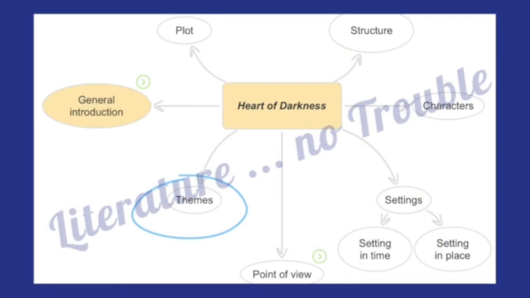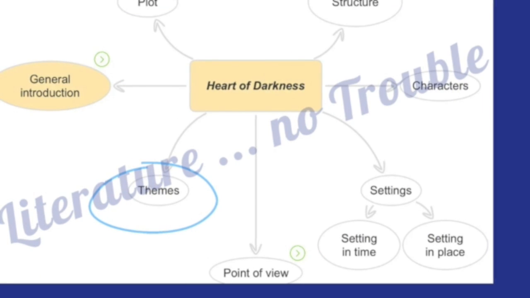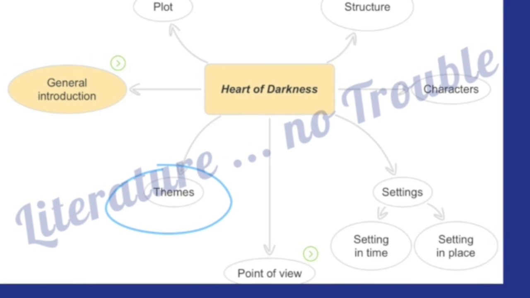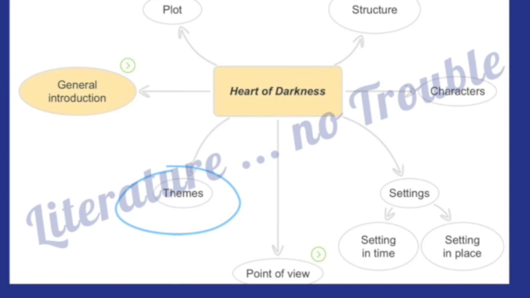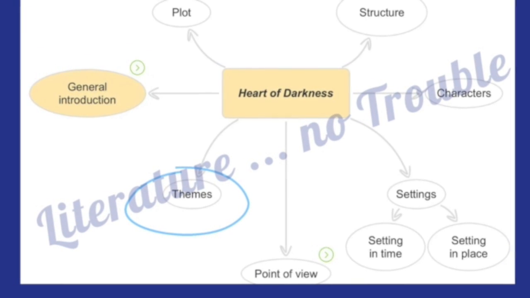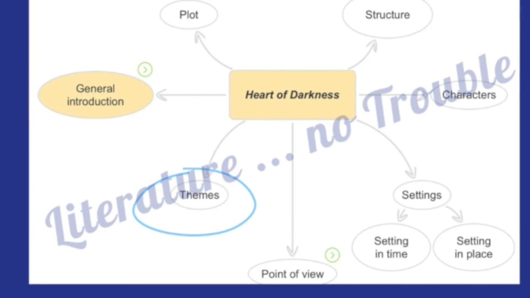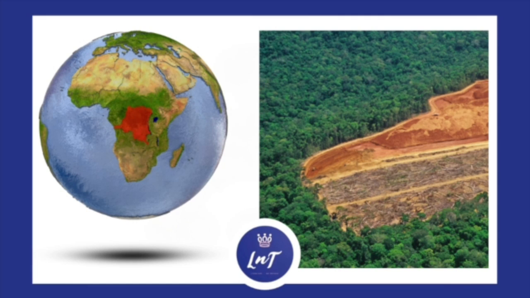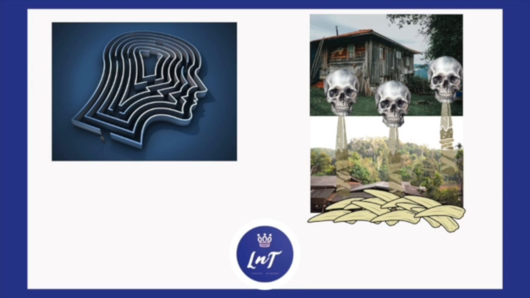Some of the main themes explored in the novella include imperialism, the darkness of the human soul, the duality of human nature, the impact of colonization on both the colonizer and the colonized, the ambiguity of morality, and the concept of civilization versus savagery. The novella explores the consequences of European imperialism in Africa. Conrad depicts how imperialism and colonialism lead to the exploitation and degradation of both the colonizers and the colonized.